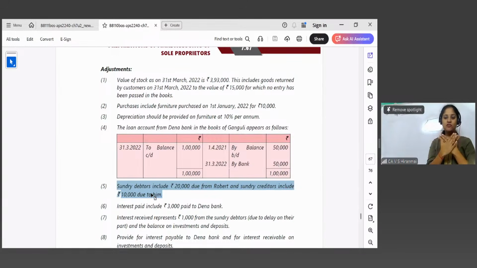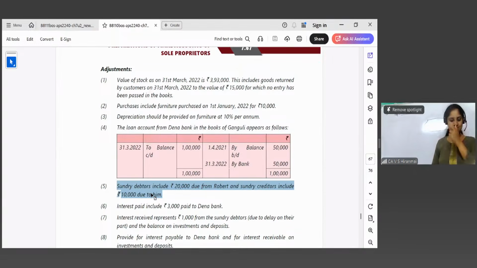When you set it off, what happens? The lower of the amount will get reduced. That means what? For this, the entry will be creditors account debit 10,000 to debtors account 10,000. That means the lesser value I am subtracting. What I am doing? Lesser value I am subtracting.